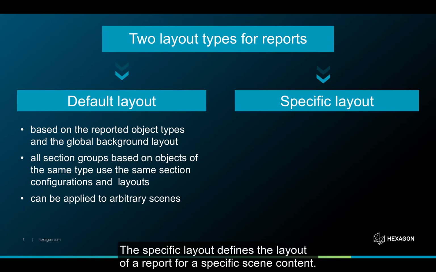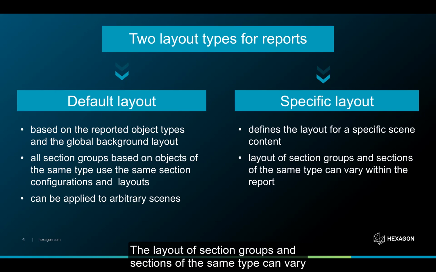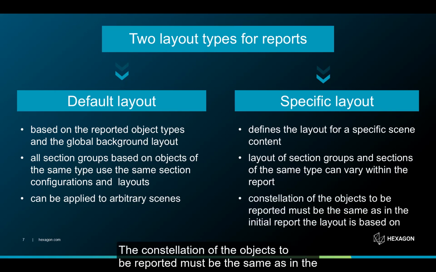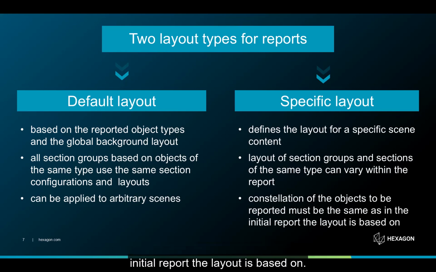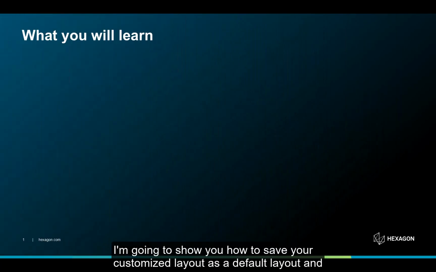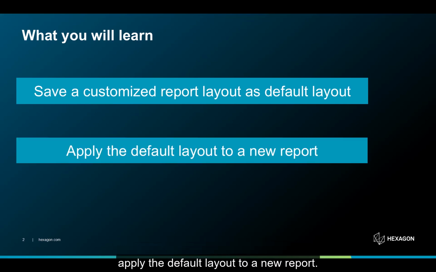The specific layout defines the layout of a report for a specific scene content. The layout of section groups and sections of the same type can vary within reports with such a layout. The constellation of the objects to be reported must be the same as in the initial report the layout is based on. This tutorial is about the custom default layout. I'm going to show you how to save your customized layout as a default layout and apply the default layout to a new report.